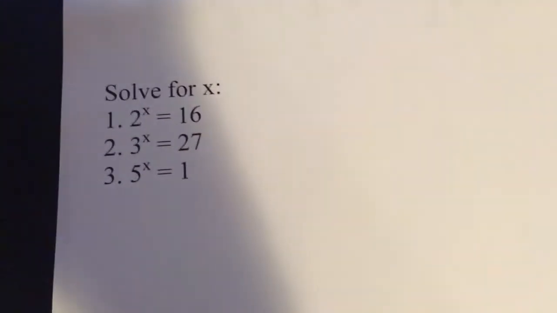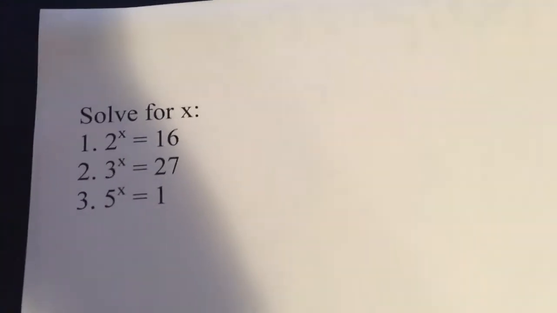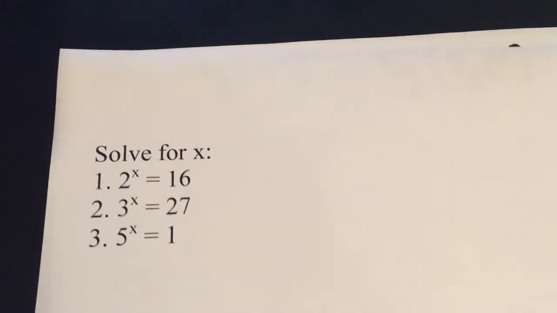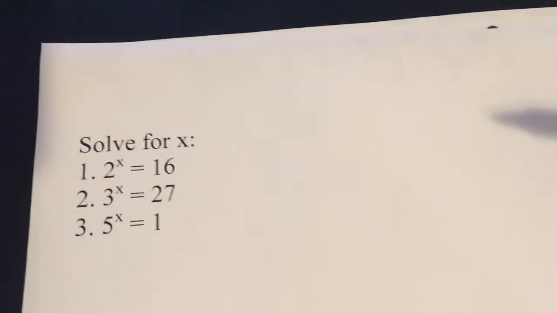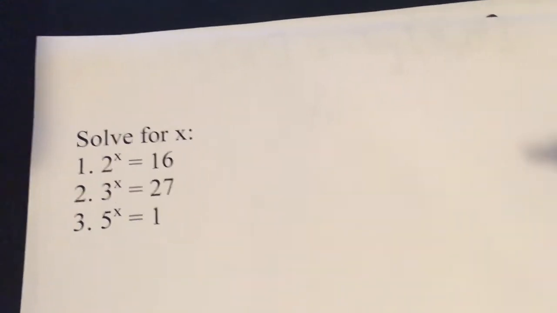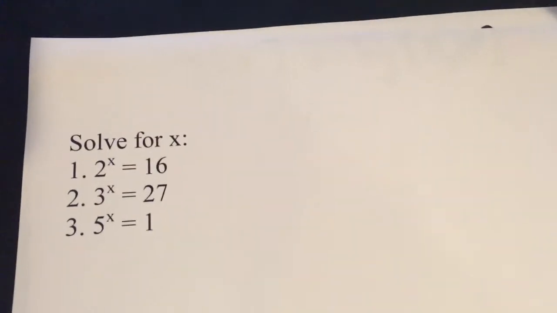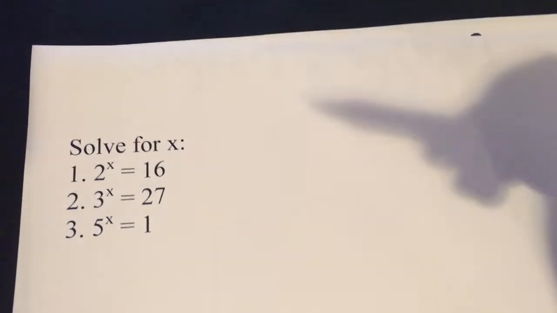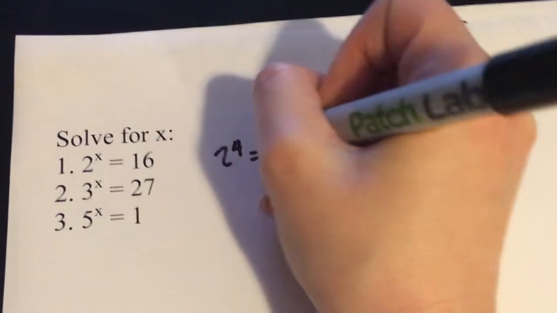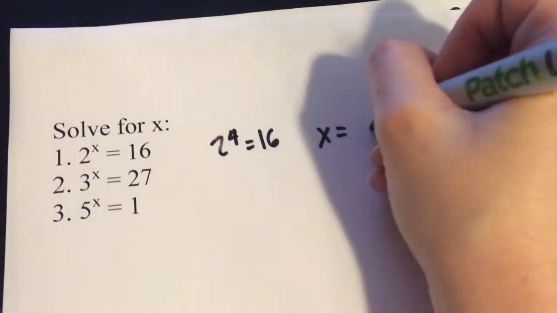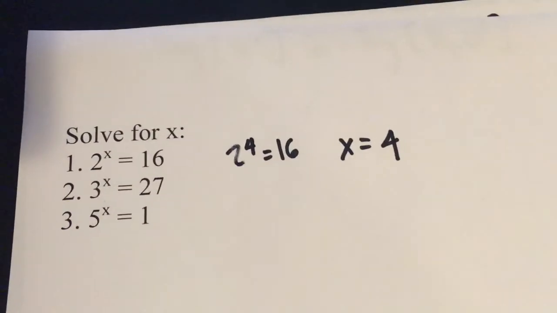All right, so for the first one, we've got 2 to the power of x equals 16. So 2 to what power equals 16? Okay, well, 2 squared is 4. If we multiply that by 2 again, that's 8. If we multiply that by 2 again, that's 16, right? So we've multiplied 2 times 2 times 2 times 2, so 2 to the 4th, right? 2 to the 4th is 16, so x in this equation must be 4.